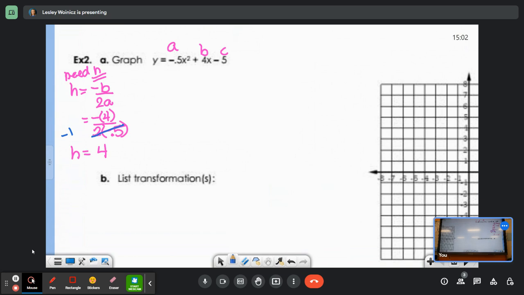Our H is 4, right? Now we've got the H, now we need the K. So to get the K, we have to plug in the input to get the output. So our y, which is going to be our K, is -0.5 times 4 squared plus 4 times 4 minus 5.